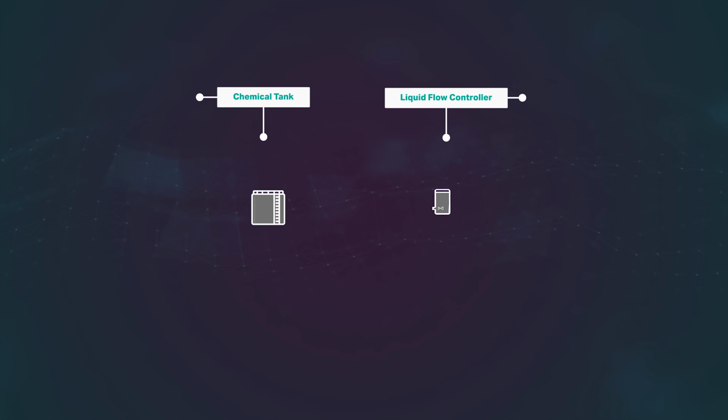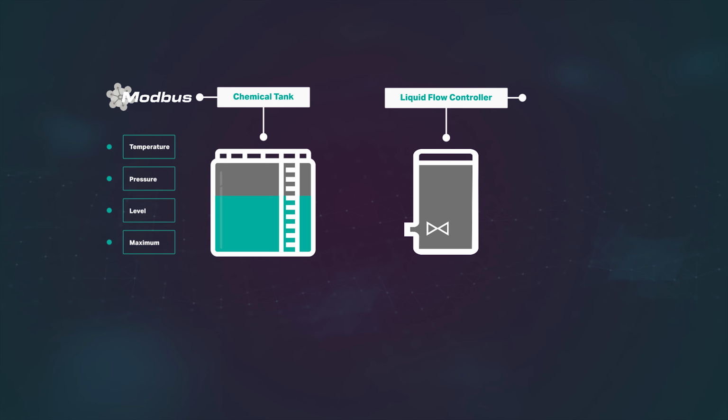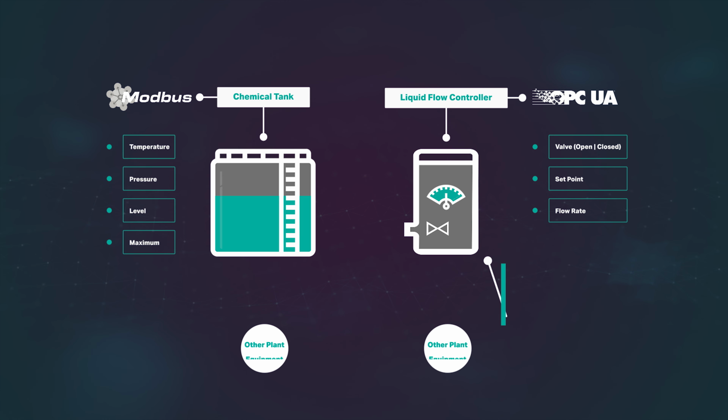Here are the two devices we'll simulate. First, a chemical tank with Modbus sensors to record the temperature, pressure, and level of the liquid in the tank. The tank also has a user-controlled setting relating to a safe maximum value for any of these measurements. Secondly, a flow controller device with an OPC UA interface that consists of a valve which can be set as open or closed, and other measurements such as the desired set point and a simulated flow rate of liquid through the controller when the valve is open.